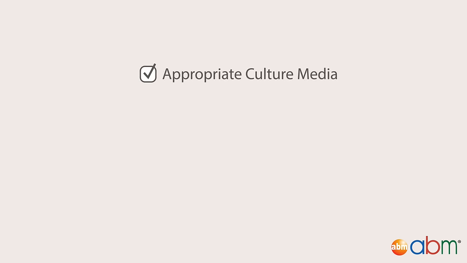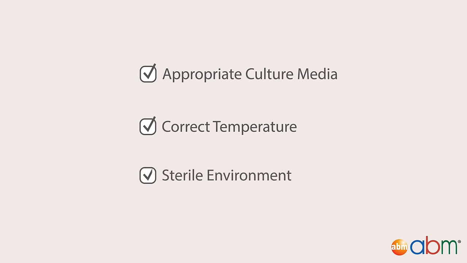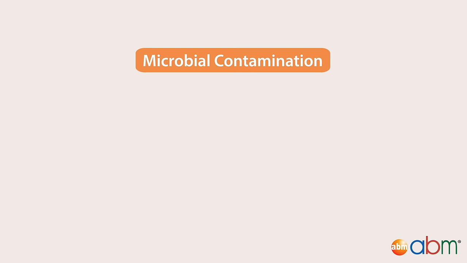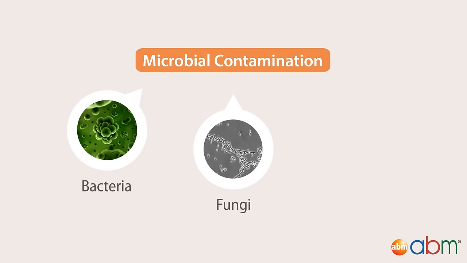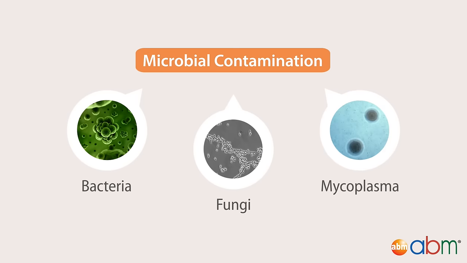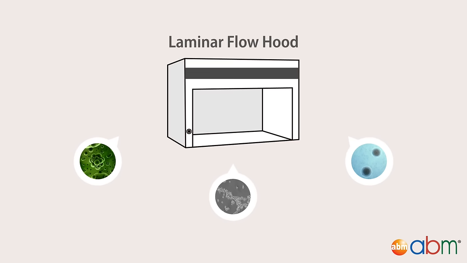Other measures to take when working with cell cultures is to ensure that the cells are kept under a sterile environment. Microbial contaminants, such as bacteria, fungi, or mycoplasma, can ruin the culture and lead to invalid experimental data. A laminar flow hood is always used for cell culture work. It maintains a steady, clean airflow and prevents outside contaminants from entering the culture.